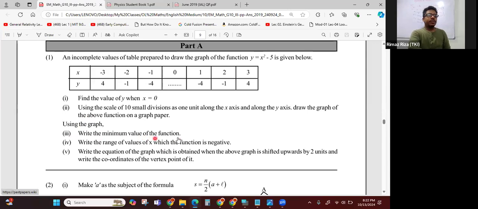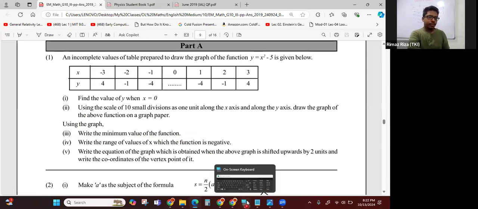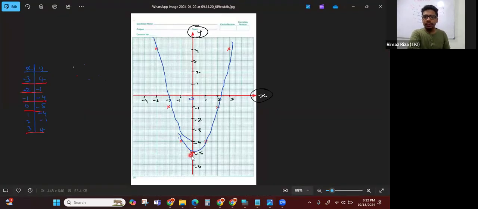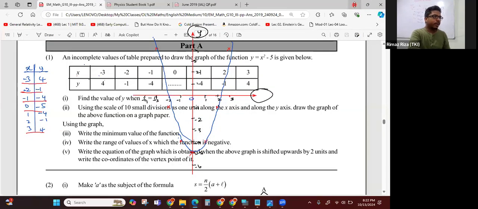Write the minimum value of the function. Now when you draw the graph, it is very clear that the minimum value is, you can see, -5, right? So that is the minimum value. You can write the minimum value is -5.